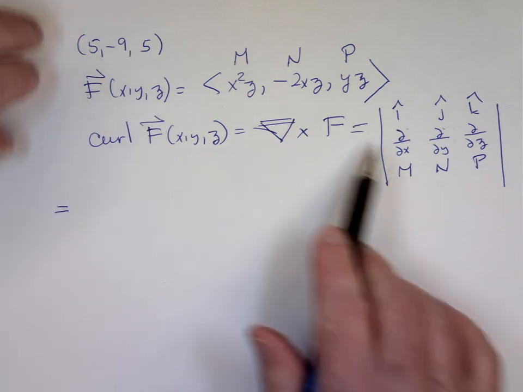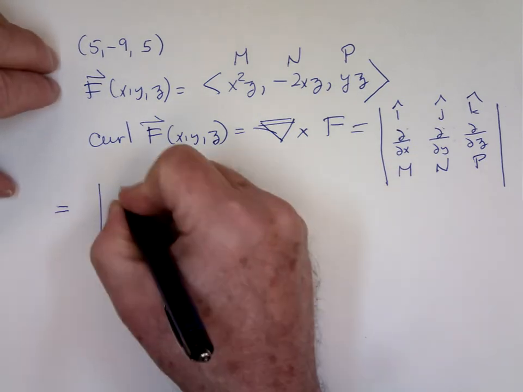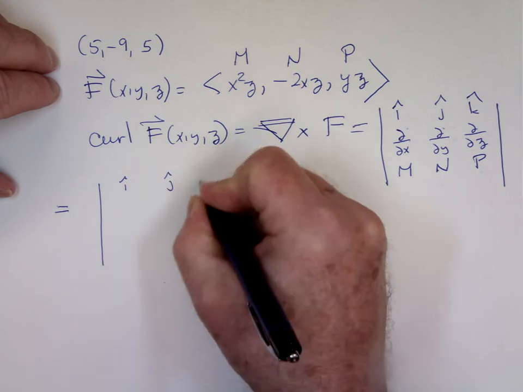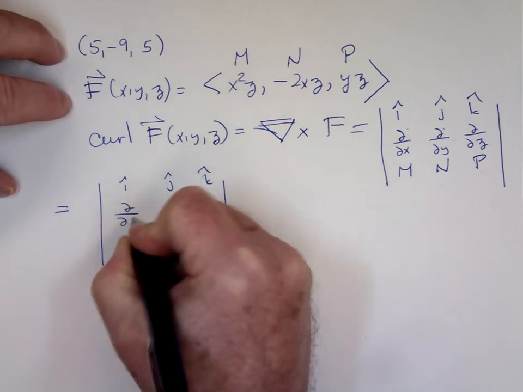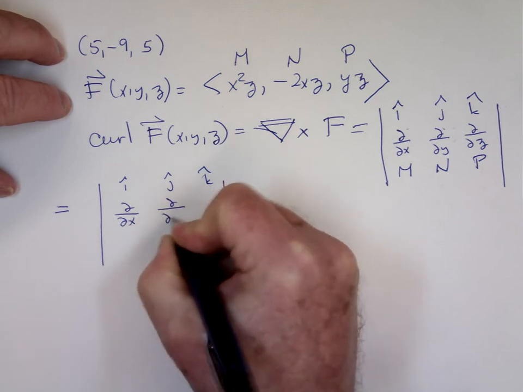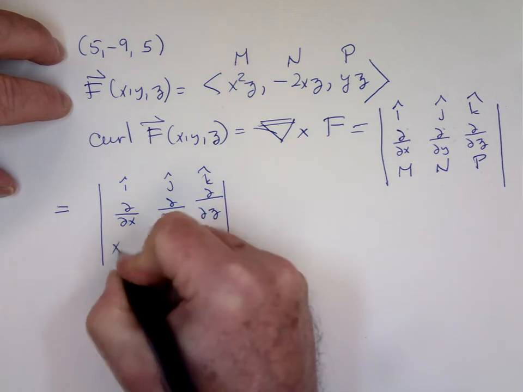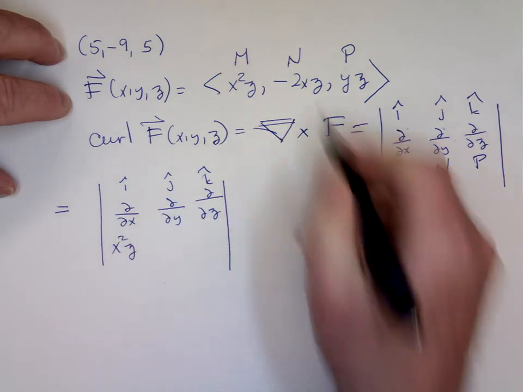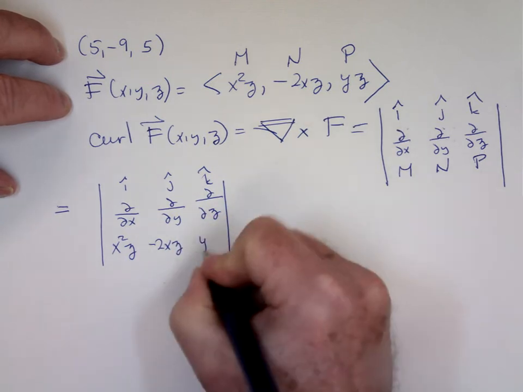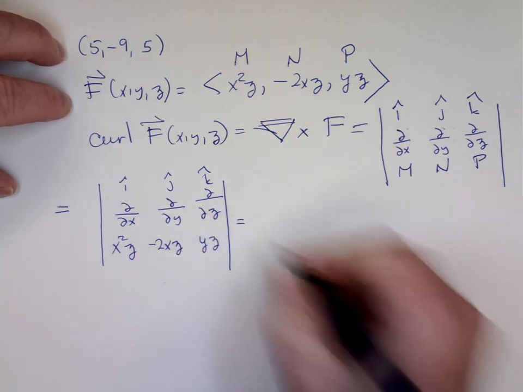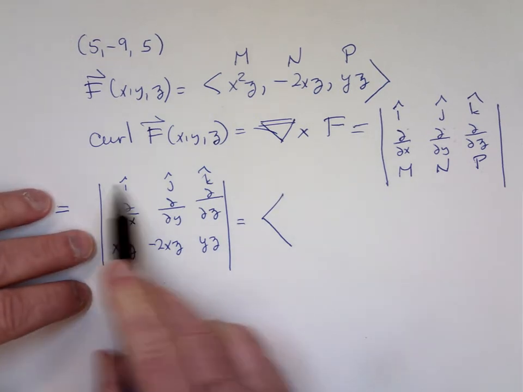Okay, let's take a look and see what we have here. M is x squared z. N is negative 2xz. P is yz. So, cross this out, cross this out.